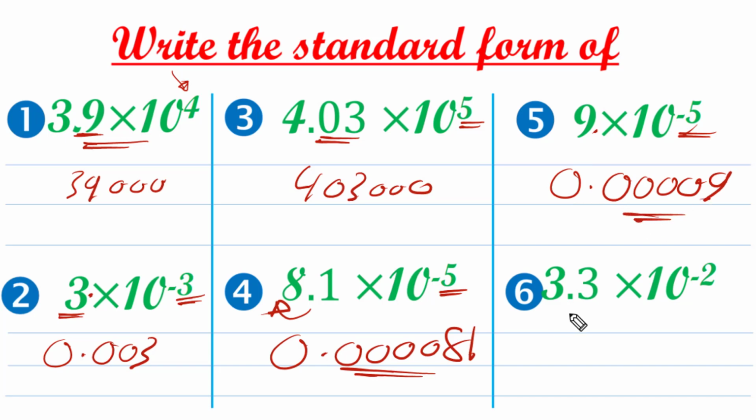Next, 3.3 times 10 raised to the power negative 2. So you have to move the decimal point to the left 2 decimal places. We will get 0.033. This is the number in standard form.